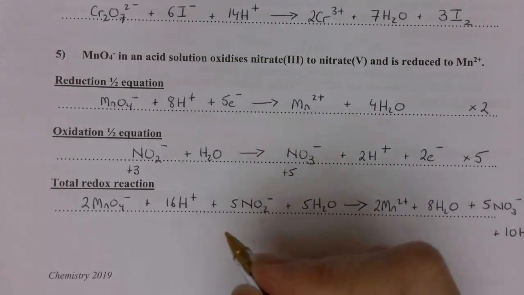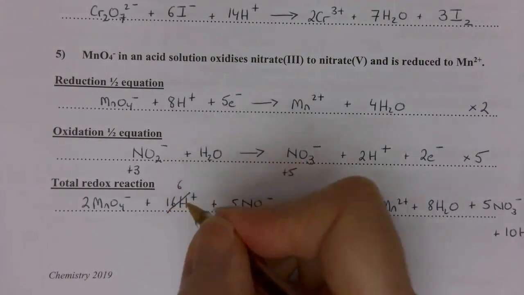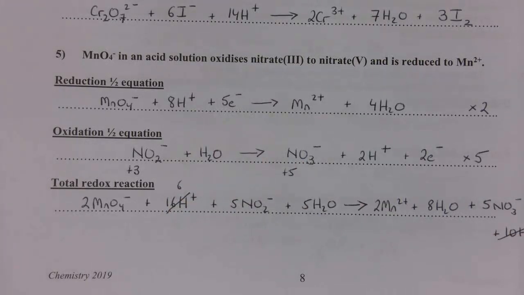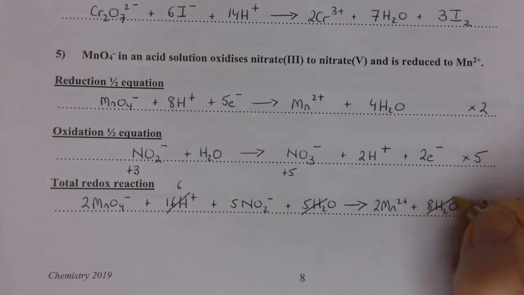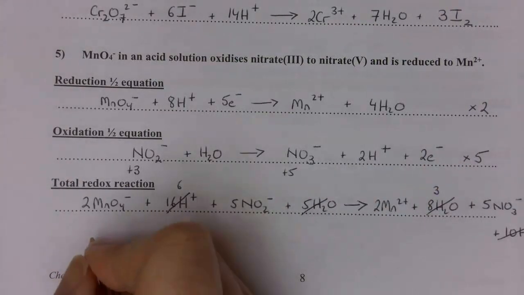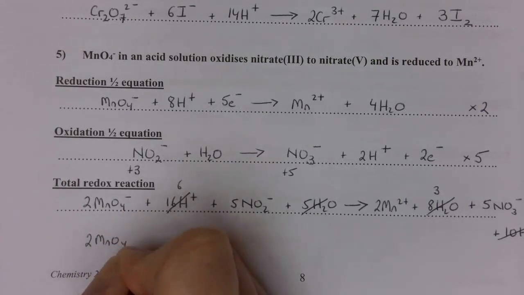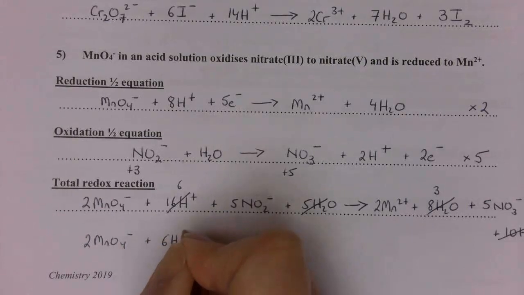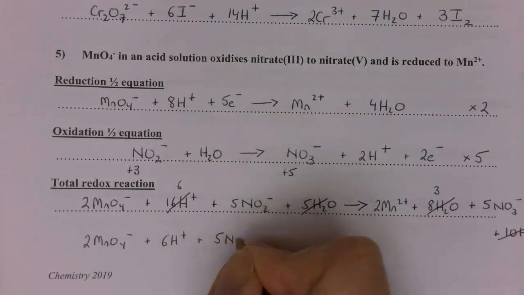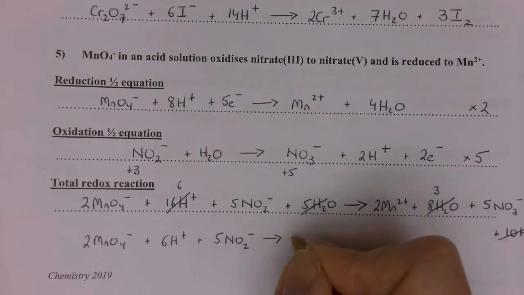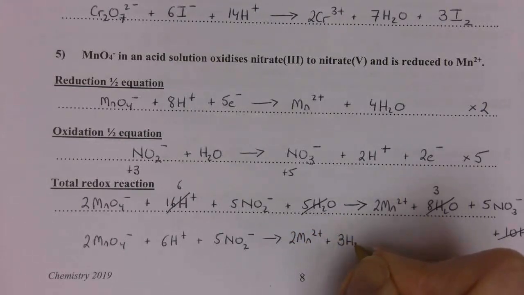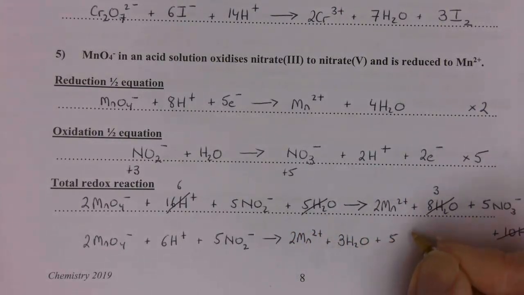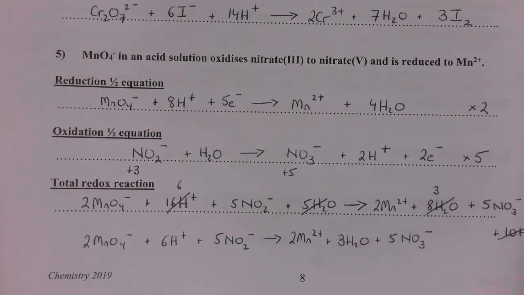Now I can do a little bit of cancelling. Well, I can cancel all but 6 of those hydrogen ions. With those hydrogen ions, I can cancel all of the waters with some of these to leave me behind with 3 waters, and I can rewrite it then as 2MnO4 minus plus 6H positives plus 5NO2 minus going to 2Mn2 plus 3H2O plus 5NO3 minus. And that is probably the most complicated one you're ever going to come across.